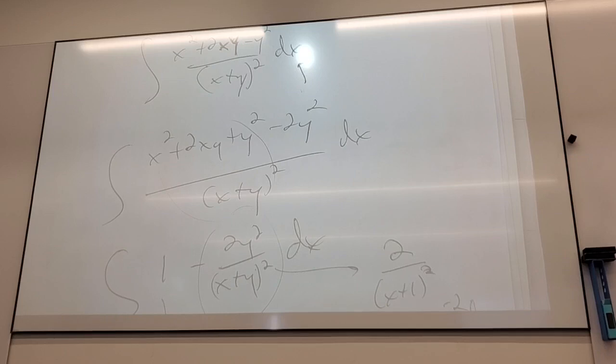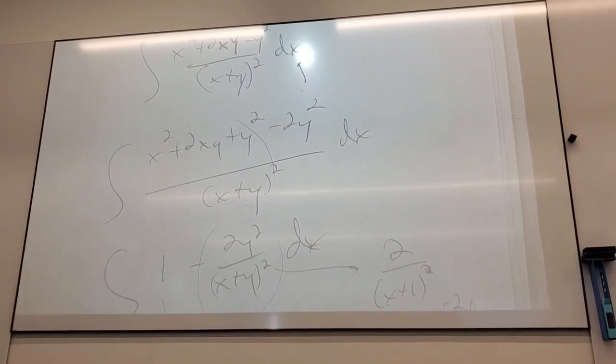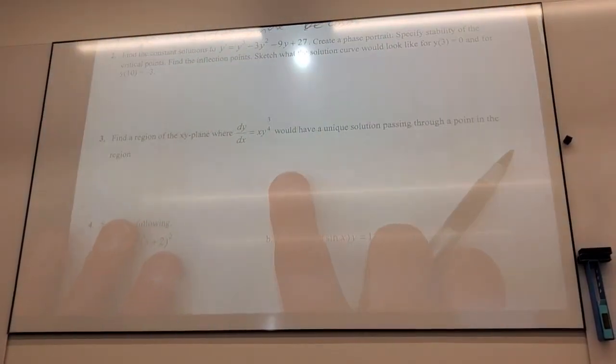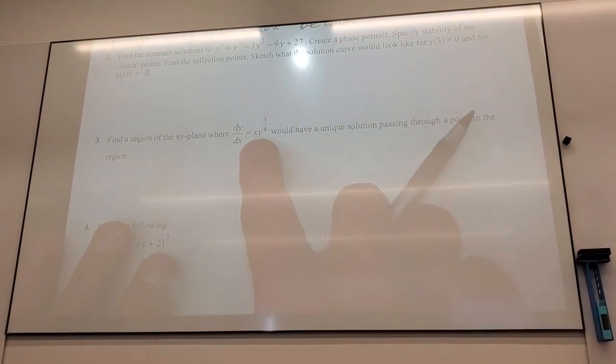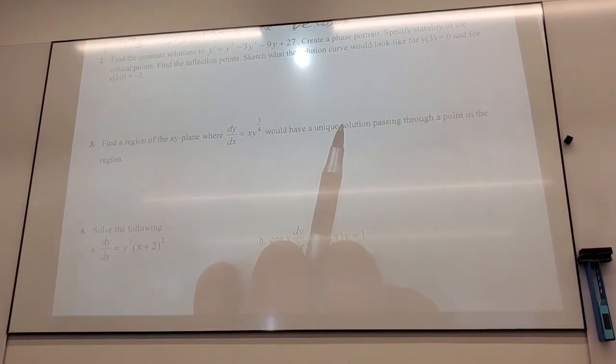So, remember this too. Let's see, what problem was it on the practice test? Show me when a unique solution exists. I think it was related to number 3. I made number 3 a little more concrete. Find a region in the xy plane where this would have a unique solution past their point. Here's blah, blah, blah. Right? That kind of problem?